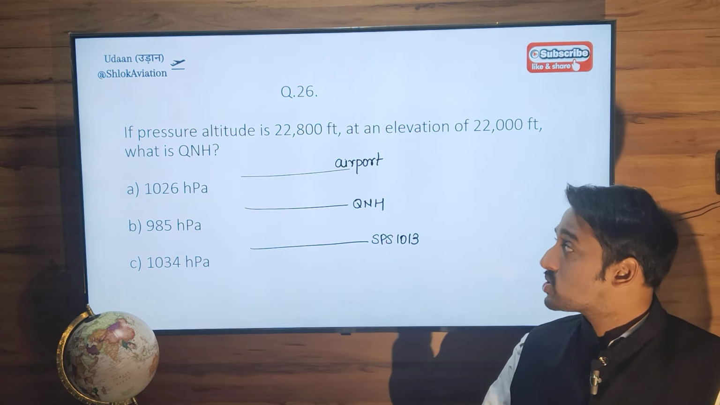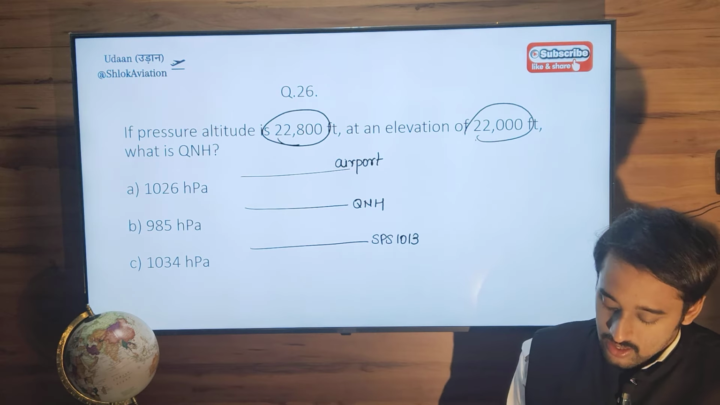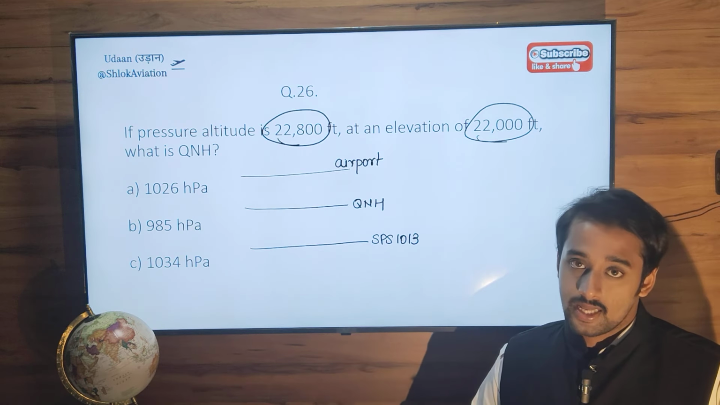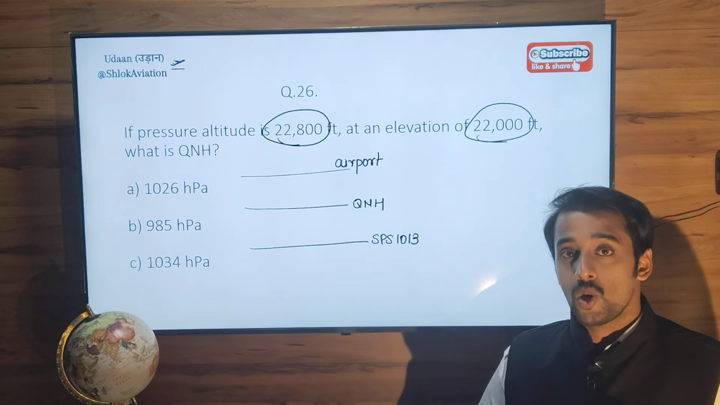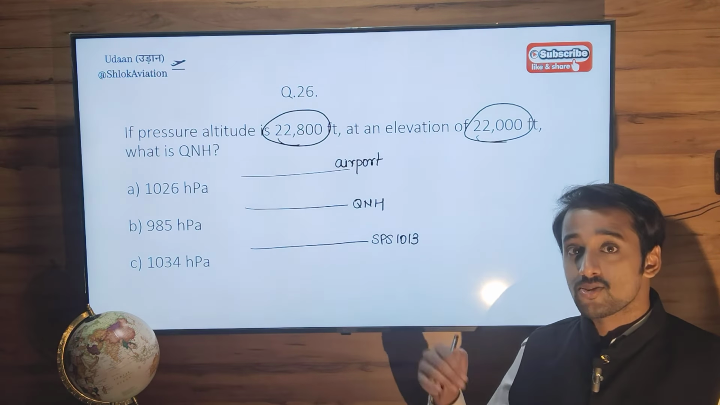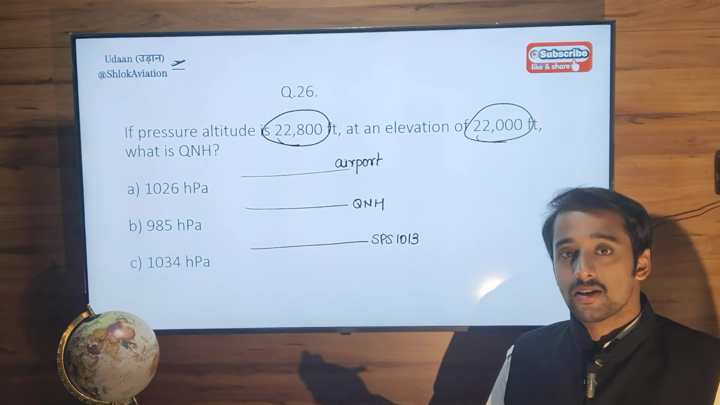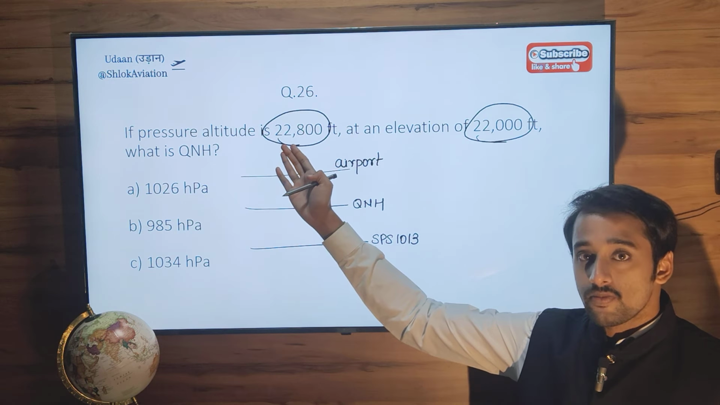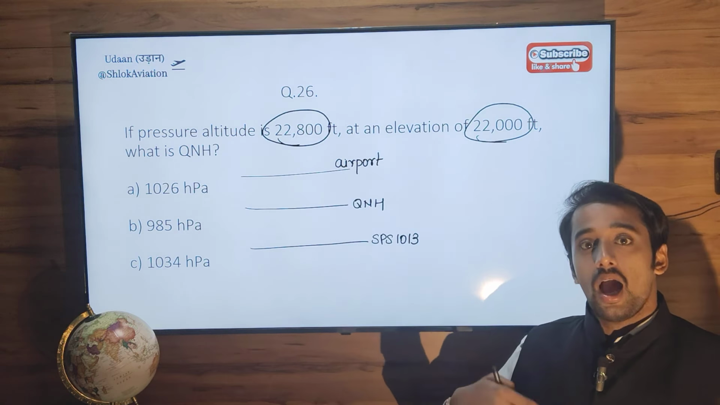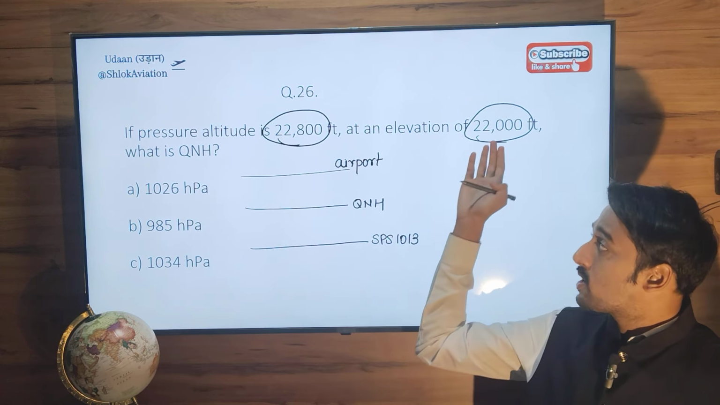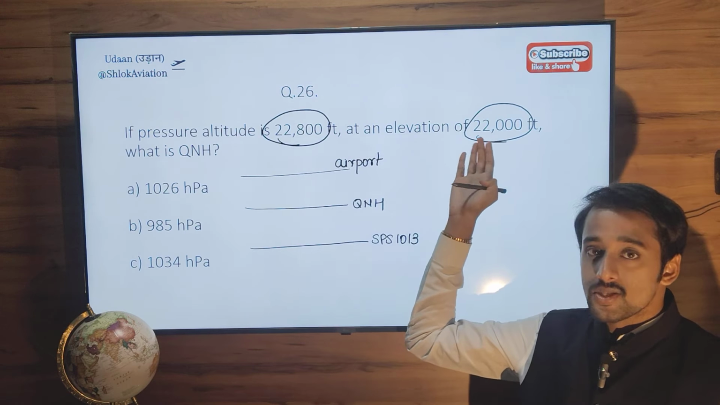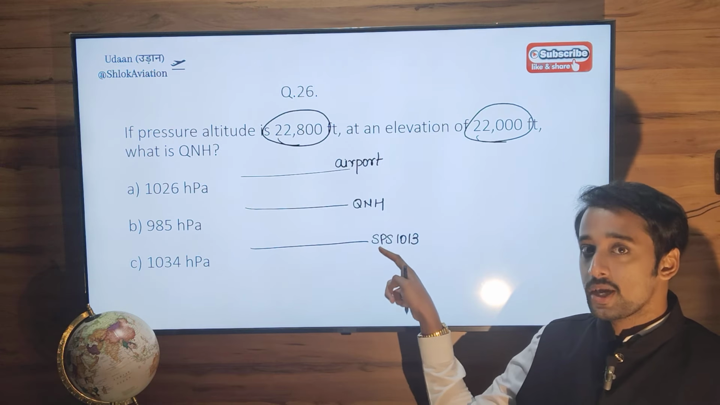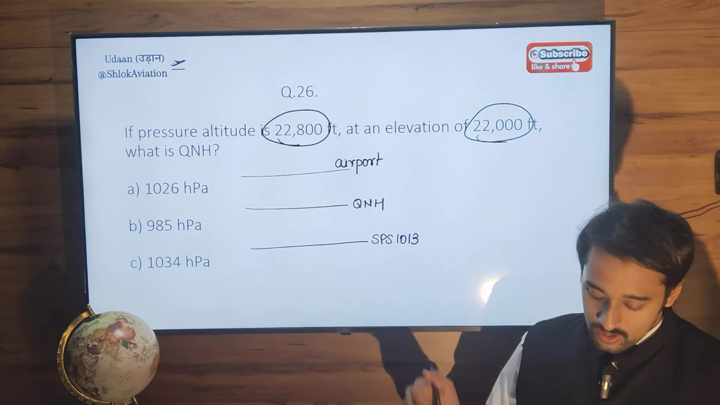Now pressure altitude is more than your elevation. This is how I know that QNH is less than standard pressure setting, because if pressure altitude, which is obtained from 1013, is more than elevation, that means standard pressure setting is going to be more than QNH. Higher the altitude, lower will be the atmospheric pressure. So this pressure will be higher than this. That's why I have drawn 1013 below QNH, and QNH will be less than 1013.